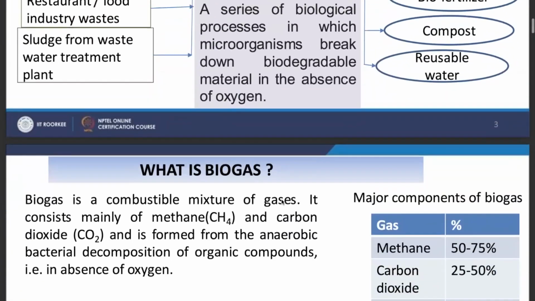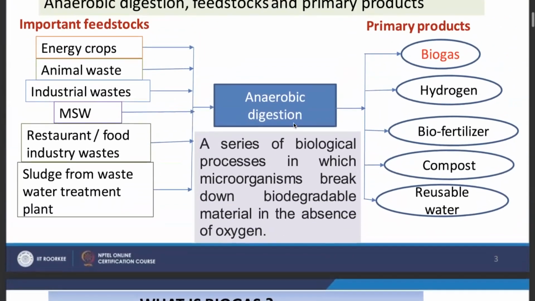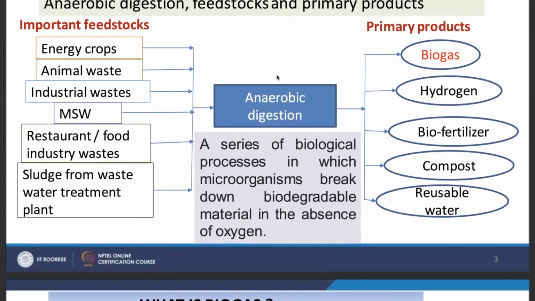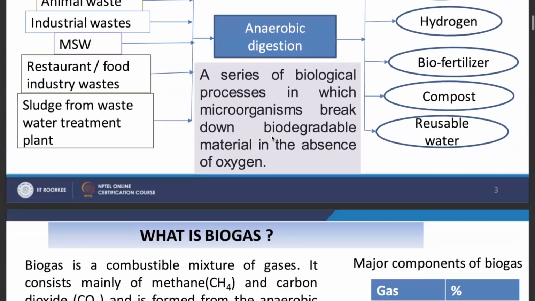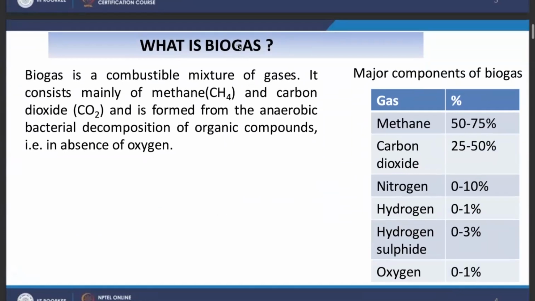So as I mentioned, the basic or primary product which we get from anaerobic digestion is biogas. So what is biogas? A biogas is a combustible mixture of gases. It consists mainly of methane, as I mentioned earlier, and carbon dioxide, and is formed from the anaerobic bacterial decomposition of organic compounds, especially in the absence of oxygen, right?